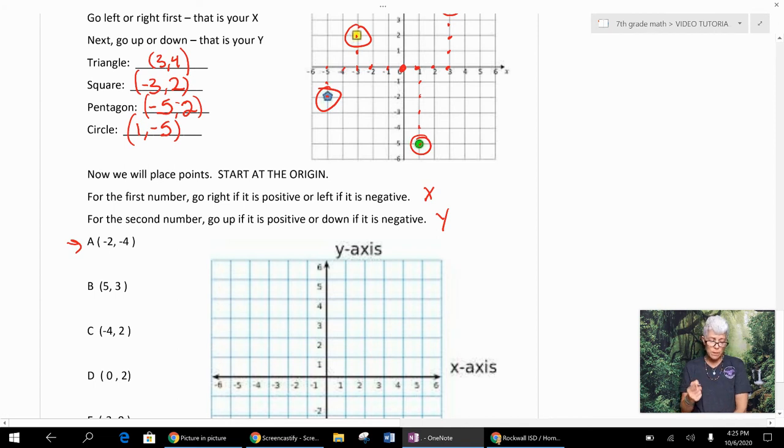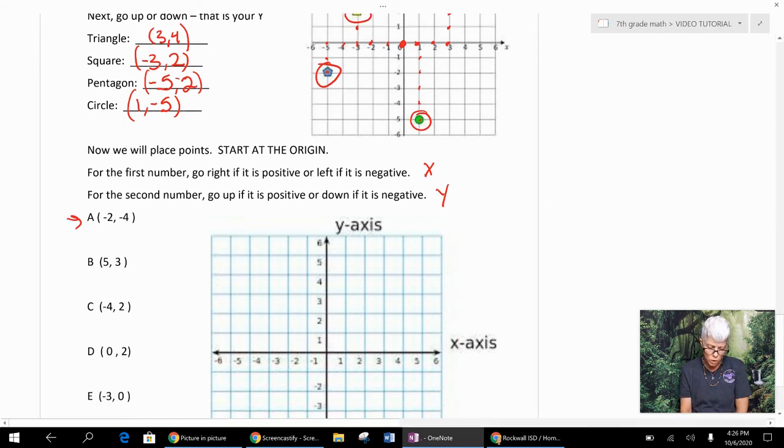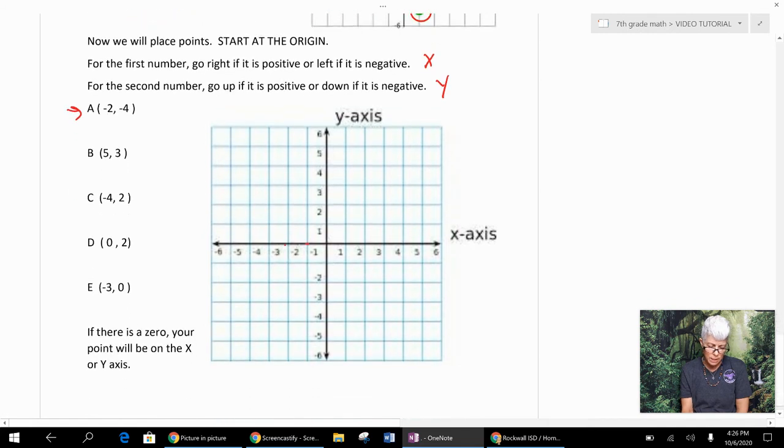Actually, let me do the first one for you so you know what I'm trying to do here. So it's -2, -4. I'm going to start at the origin. I'm going to go to the left, 1, 2. Then I'm going to go down because it's negative. 1, 2, 3, 4. I'm going to put a dot and the letter A. Do you see how I put a dot on the point and the A next to it?